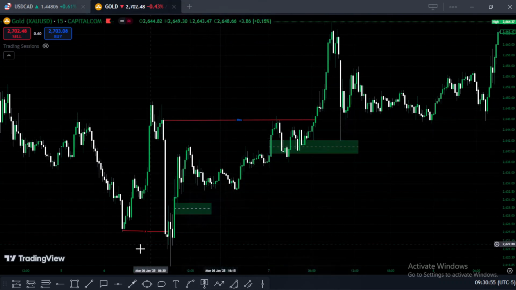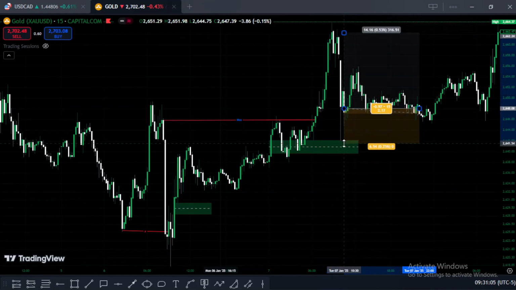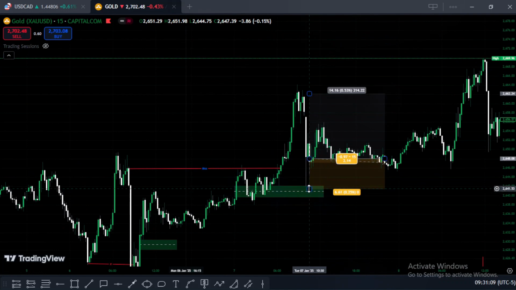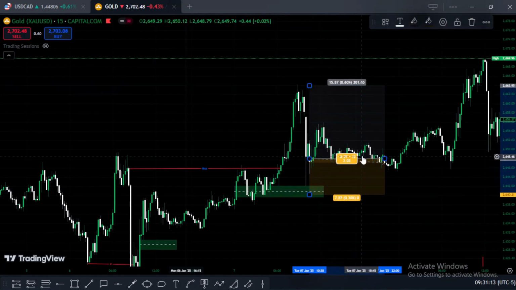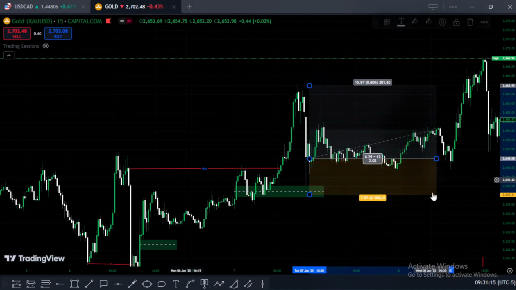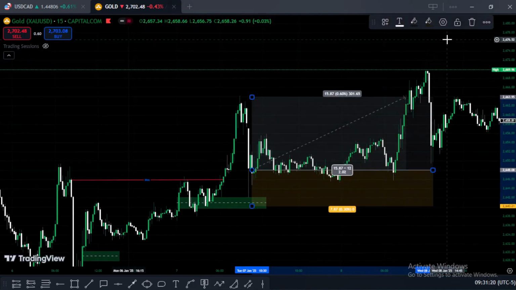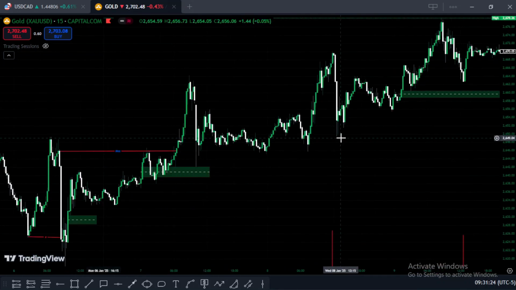So where do we enter? This is where we go long over here. Price respects this sweep with this huge wick over here. This is where you want to enter. Place your stop loss below the fair value gap, and then you go for 1:2 risk to reward. So this is 1:2. Yeah, that's how it works. Very easy. Okay, let's do another example.